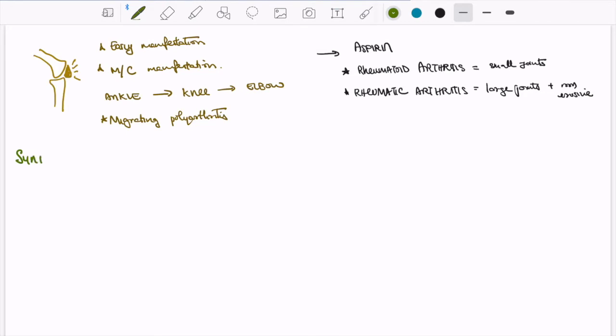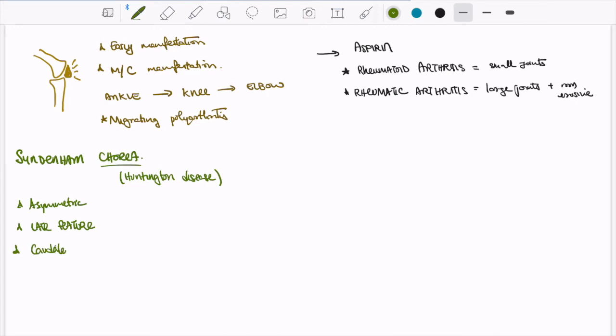The next feature is called Sydenham chorea. Chorea itself is seen in Huntington disease. Sydenham chorea is slightly different. It's asymmetric in its manifestations. It has a late manifestation in rheumatic heart disease, and the lesion is to the caudate nucleus.